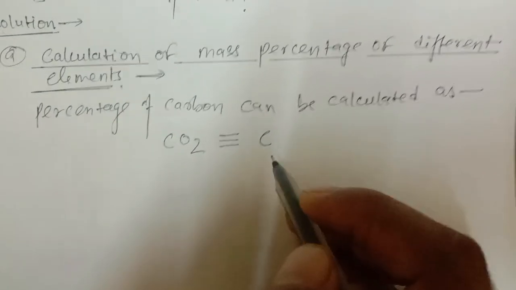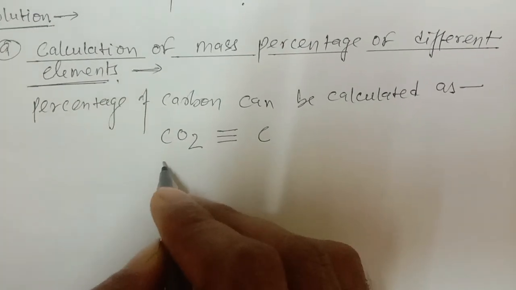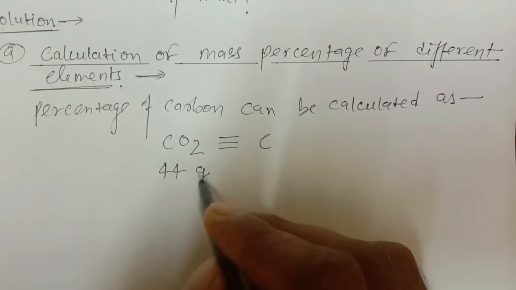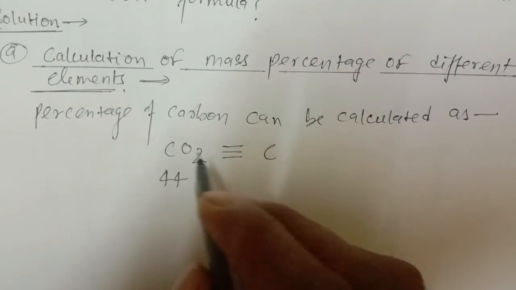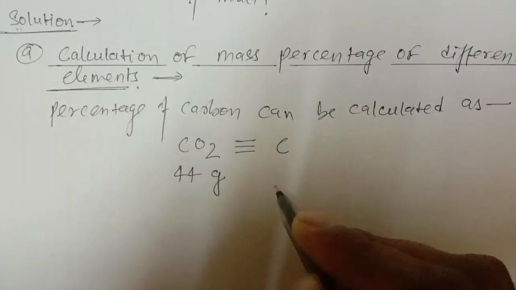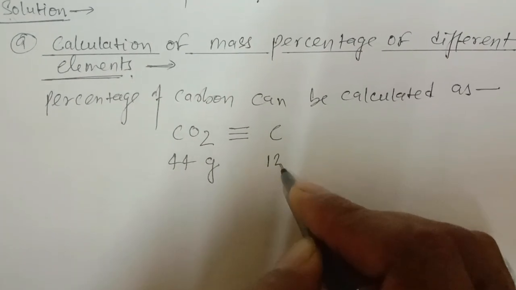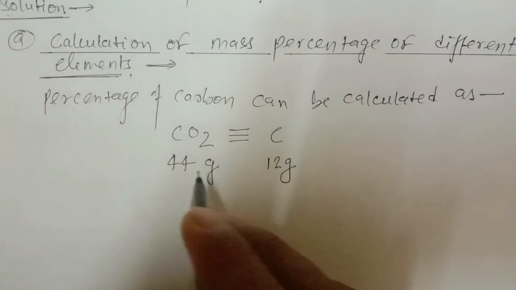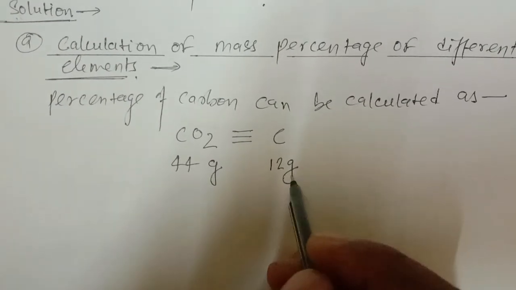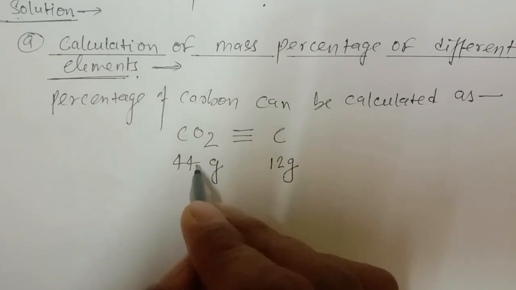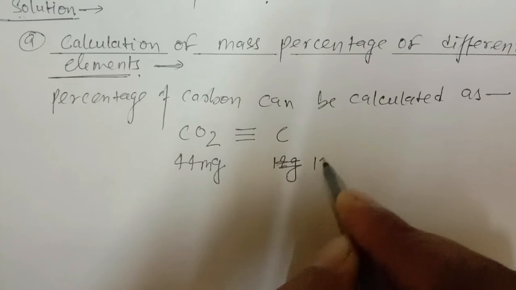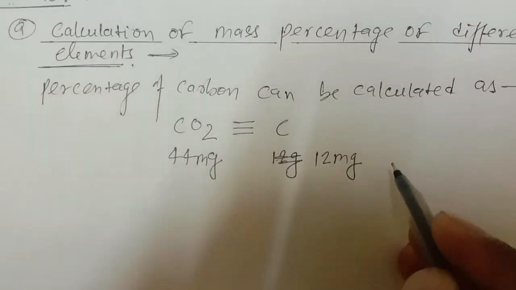CO2 contains carbon. How much carbon does CO2 contain? 44 gram of CO2, this is the molecular mass of CO2, contains carbon equal to 12 gram. You can calculate. You can say that 44 gram of CO2 contains 12 gram of carbon, or 44 milligram contains carbon equal to 12 milligram.